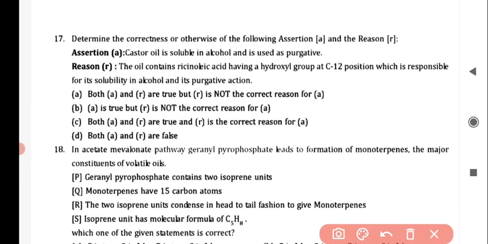The next question is, determine the correctness or otherwise of the following assertion and the reason. So assertion A is castor oil is soluble in alcohol and is used as purgative, and the reason R is the oil contains ricinoleic acid having a hydroxyl group at C12, which is responsible for solubility in alcohol and its purgative action. So the correct answer for this is option number C, that is both A and R are true, and R is the correct reason for A.